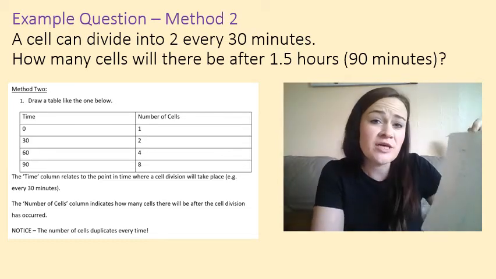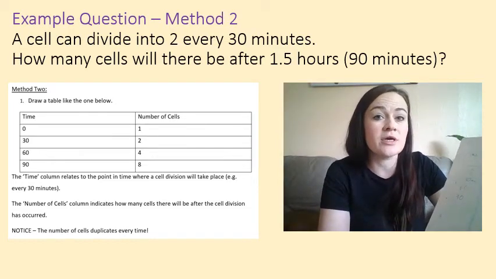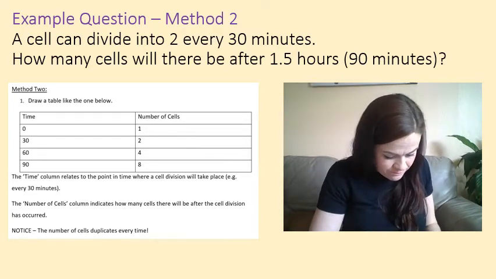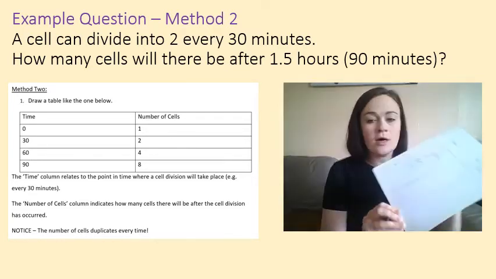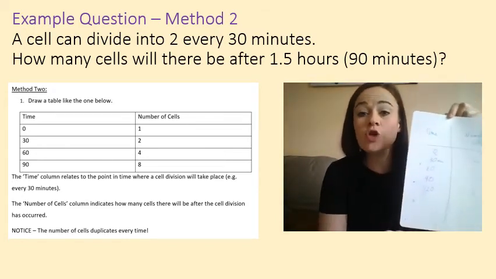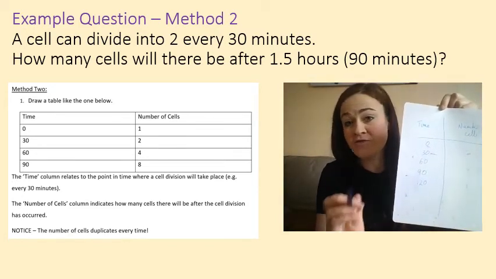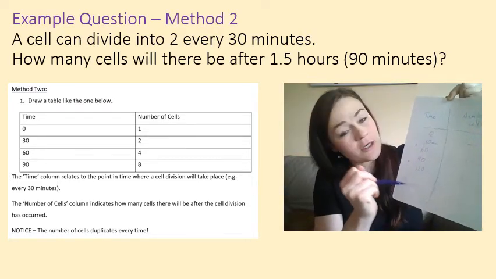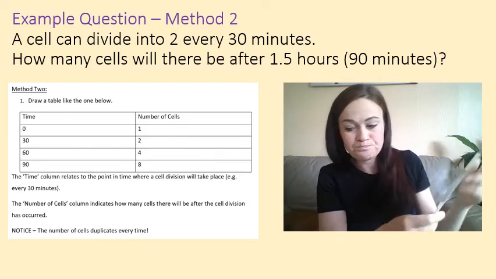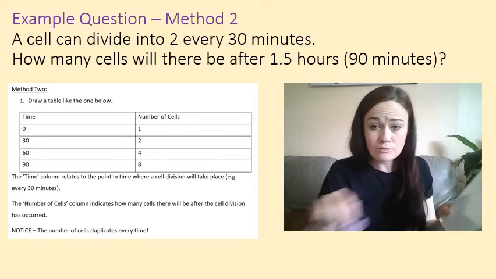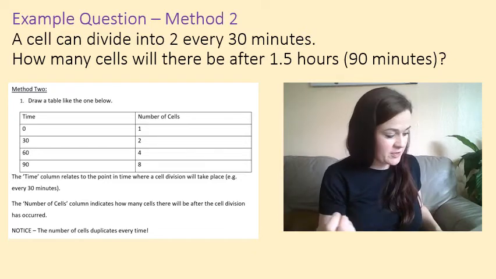However, if our question was actually asking us about 2 hours, which is 120 minutes, we would then add on another 30 to make it 120. Okay, so the idea is however long the length of time they're asking you about, that should be the last number that appears in your time column. Now, because ours is only about 90, I'm going to rub out that 120 because we don't care. The question is 90 minutes.